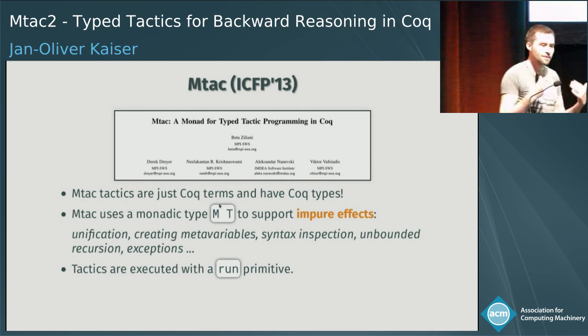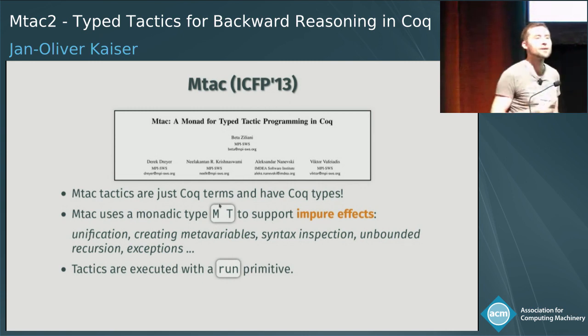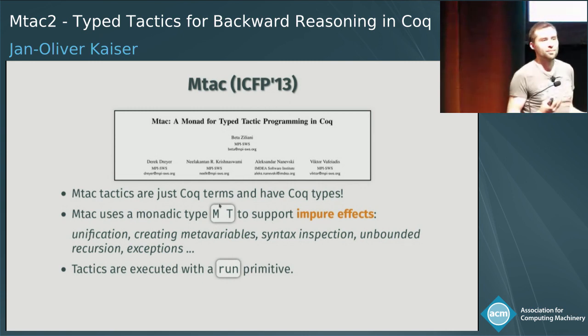They had the great idea of reusing Coq's own term language to write tactics and Coq's rich dependent type system to specify tactics. Of course, Coq's type system doesn't allow for effects that you need for tactics, such as unification, creating meta-variables, unbounded recursion, exceptions, and so on. So they added a monadic type, written capital M of T, to type these tactics. And then they have a run primitive to execute these monadic tactics.